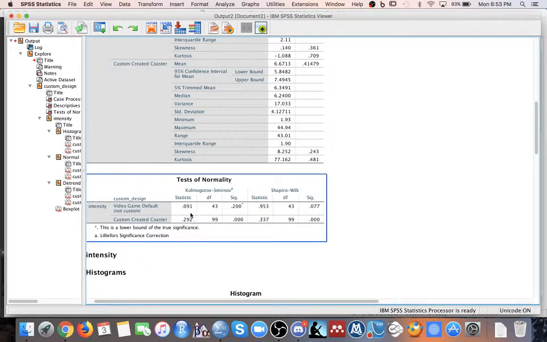If we look at the test of normality for the default video games, we see a significance value that's pretty high, a p-value of 0.2, and 0.07 for the Shapiro-Wilk. Both of those are telling us about the same thing. And if we look at the custom coasters, though, we see p-values that are too small.